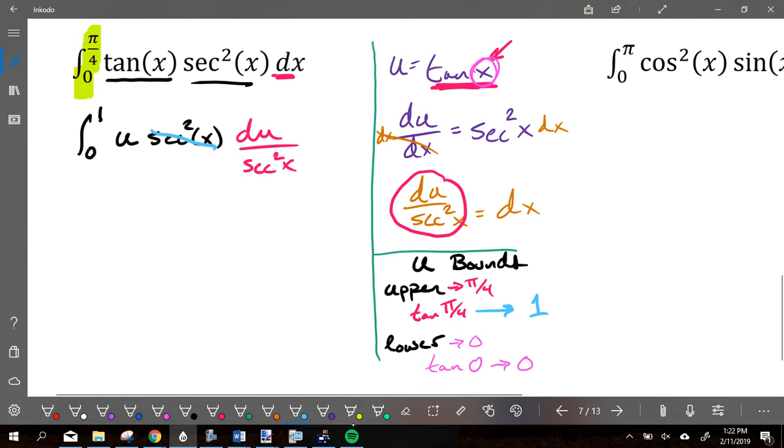Cancel out the secant squares. I got a secant squared on top and bottom. It goes away. So now my problem is just this. Integrate from 0 to 1, u du.